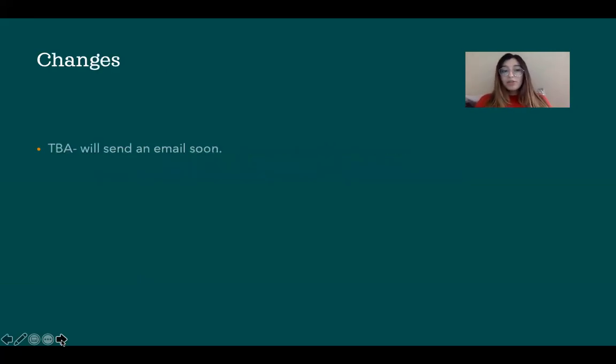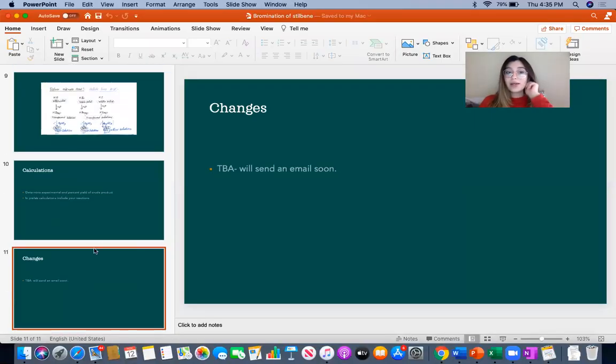For changes, I put to be announced. Like I said, if you're in group C, you can add oven dry instead of just air dry. But that will be it for group C. For group A and B, I will be explaining the changes in lab. And that's all I have for you guys.